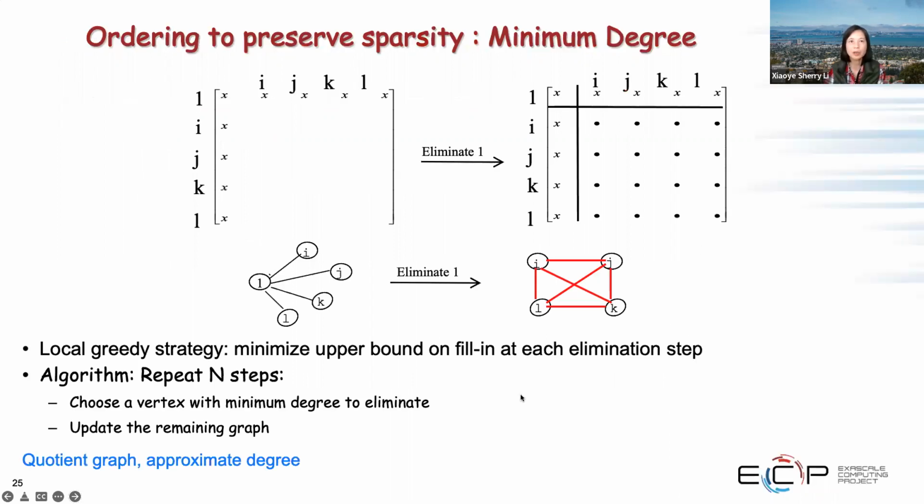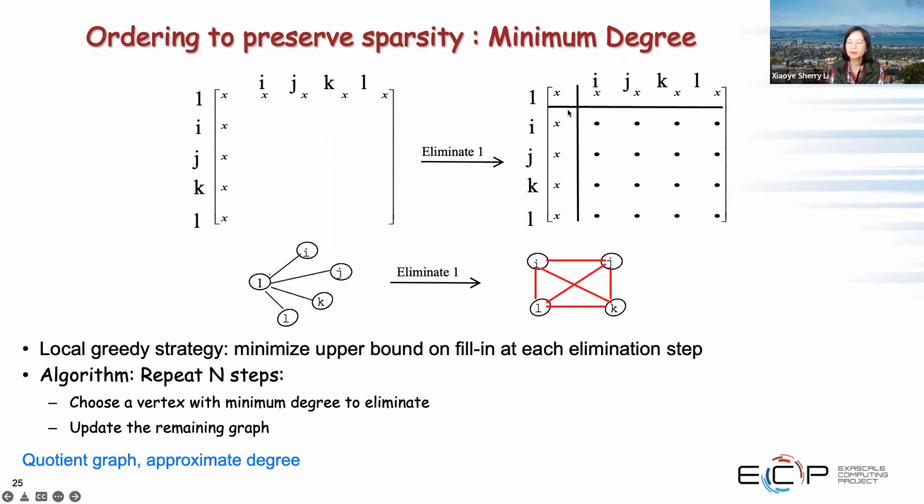And then there are two kinds of ordering algorithms. One is the greedy algorithm, called minimum degree. It's very easy to describe from the picture here. Suppose right now you have a picture of the matrix at this stage, and you look at the graph connectivity: this vertex 1 is connected to I, J, K, L. For the others, it's symmetric.